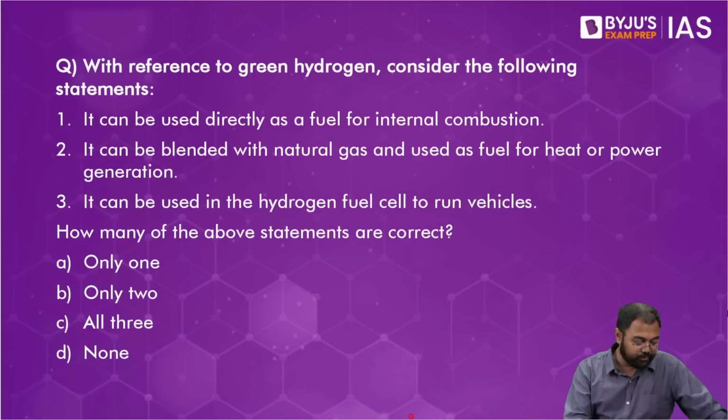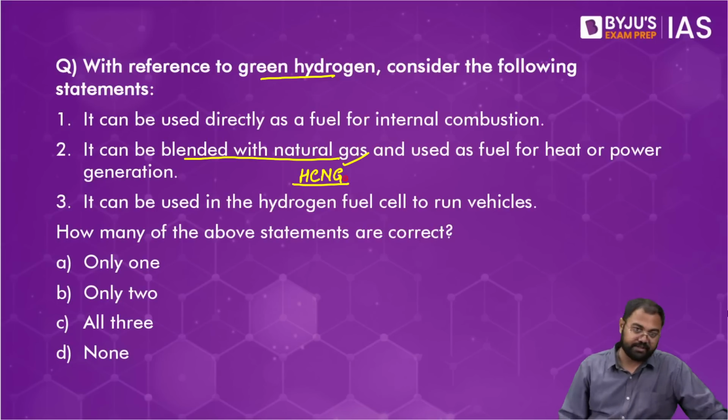Now again, as I told you, there were two questions that were asked on green hydrogen. This is the second one. With reference to green hydrogen, consider the following statements. And again, this has come from the same PIB article where they had discussed what exactly can be done with the help of green hydrogen. It can be used directly as fuel for internal combustion. We can do that. Hydrogen based fuel can be made, or we can also blend it. It can be blended with natural gas, and if you remember, we discussed HCNG, right? We discussed HCNG, so that's why this is also true.